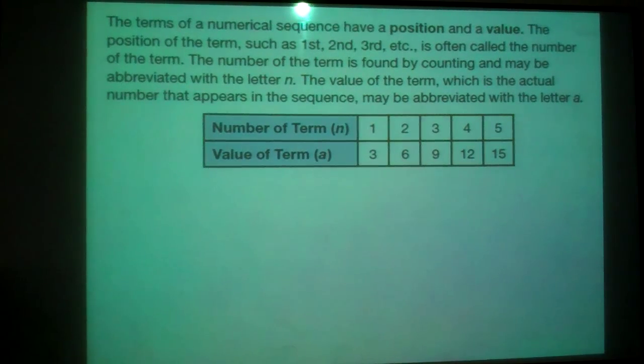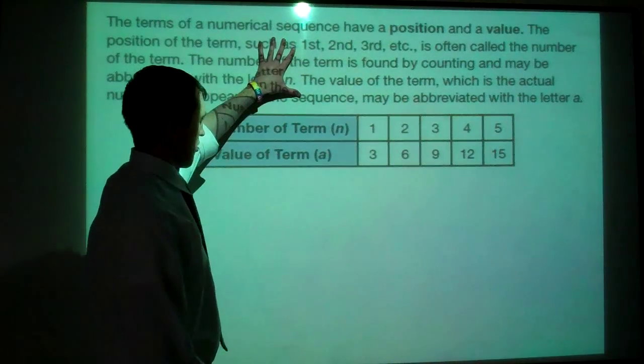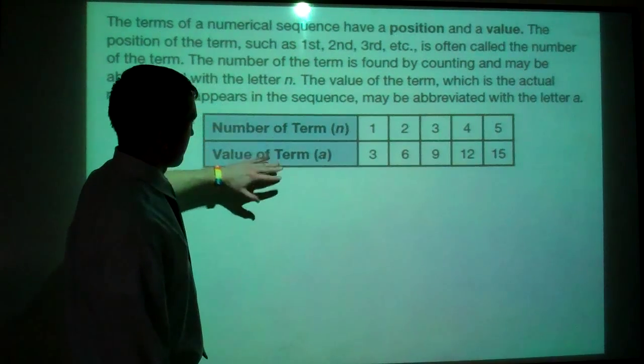The terms of a numerical sequence have a position and a value. The position of the term, such as first, second, third, is often called the number of the term. The number of the term is found by counting and may be abbreviated with the letter n, and the value of the term, which is the actual number that appears in a sequence, may be abbreviated with the letter A.